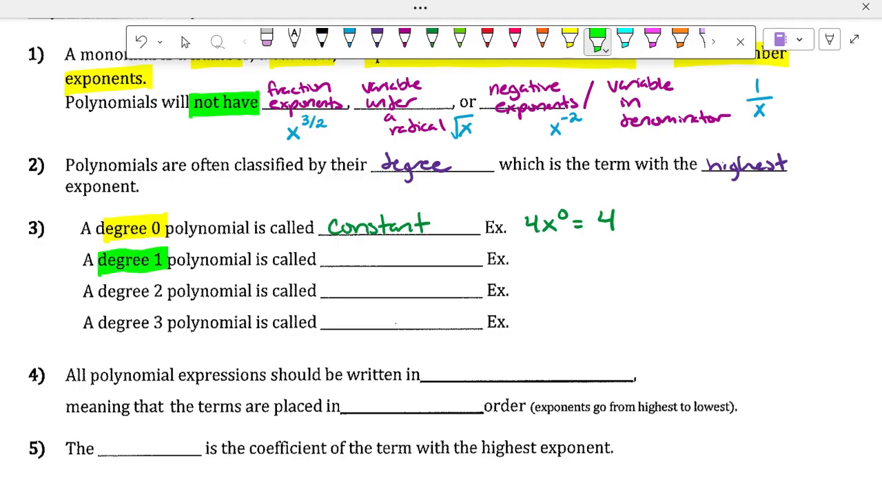Now, if it had a degree of 1, so that could be x to the first plus 2, which, remember, anything raised to the first power is just x plus 2. So I'm specifically talking about this. What type of function is that called? You did a lot of these back in Math 1. Starts with an L. Linear. So if it has x plus 2, it's known as a linear function.